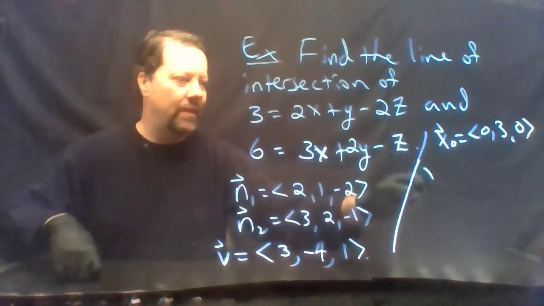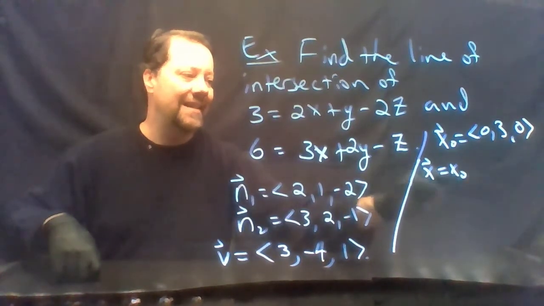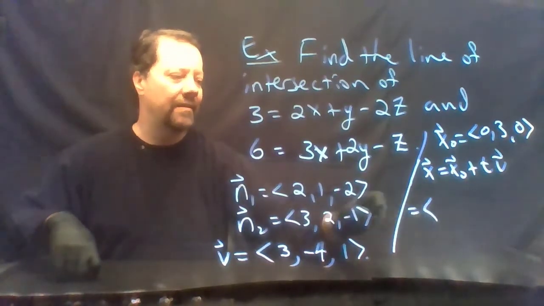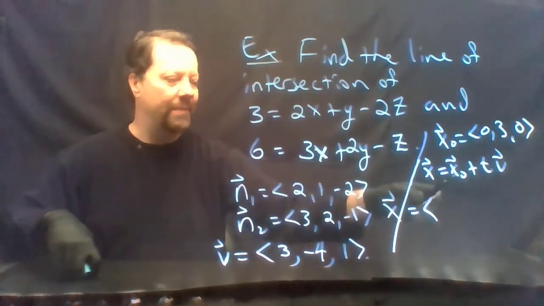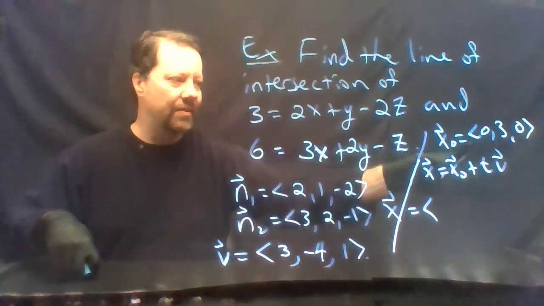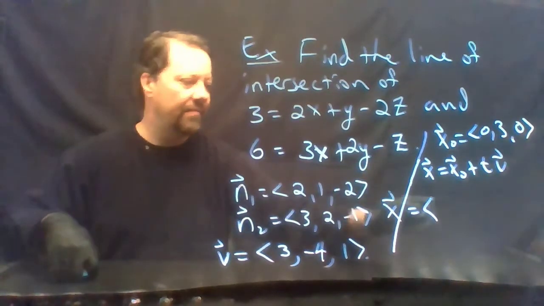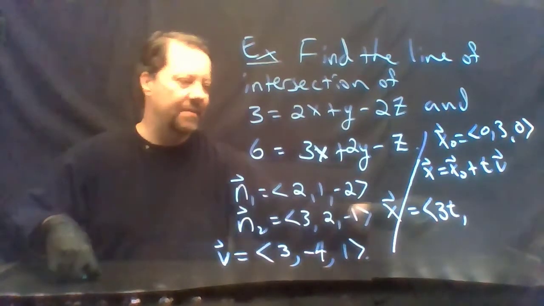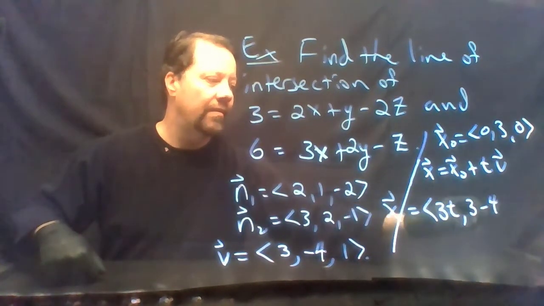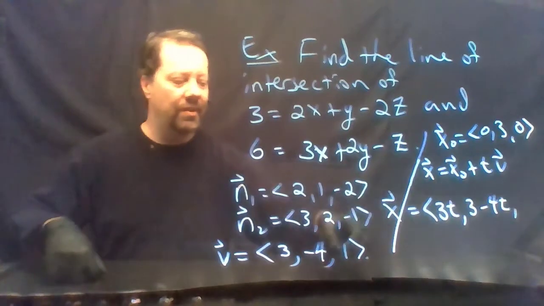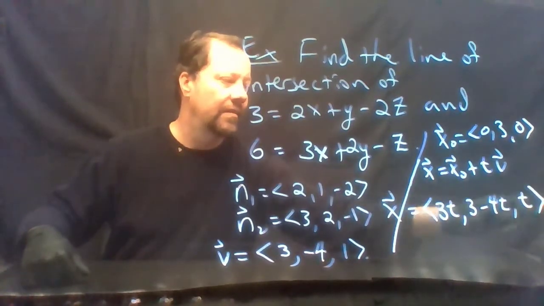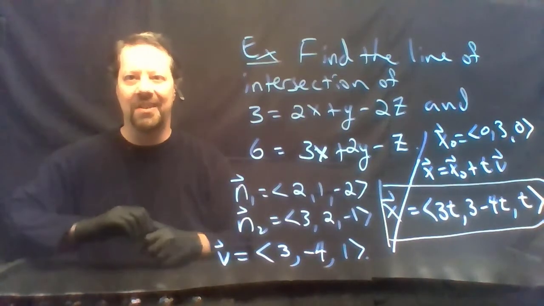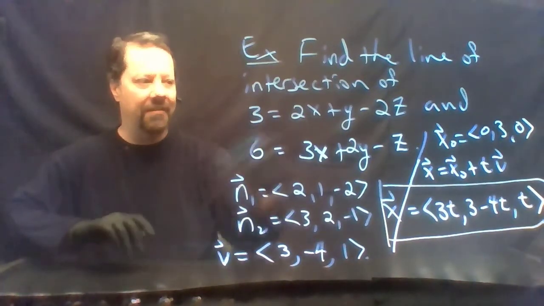Of course, the equation of the line is x equals x naught plus tv. So the vector x will be the coordinates of x naught, 0 plus t times 3, 3 plus t times negative 4, and then 0 plus t times 1. So this is the equation of the line of intersection of these two planes.